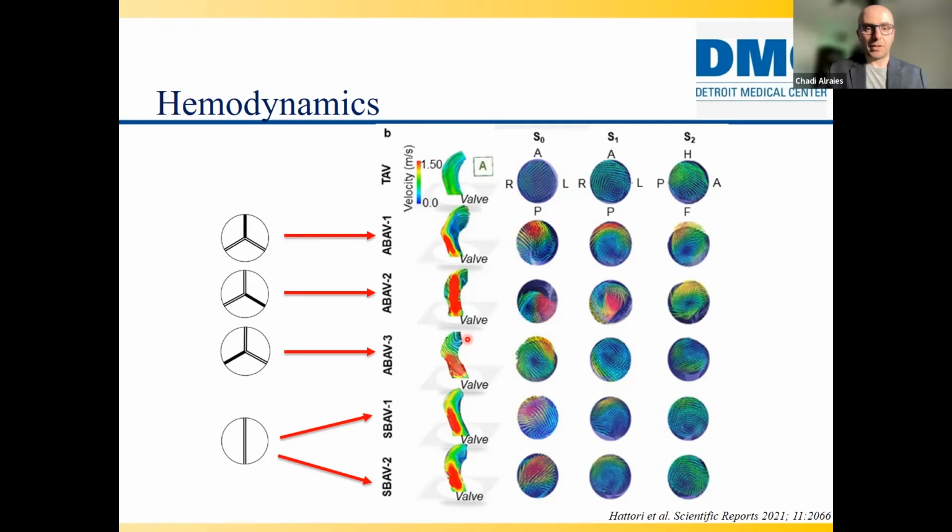Before we move further, there's a question. Do you have to wait to get a bicuspid valve fixed until aortic stenosis or another complication happens before you fix it?